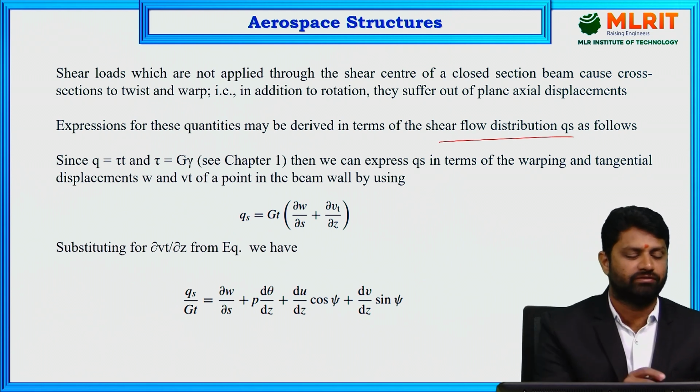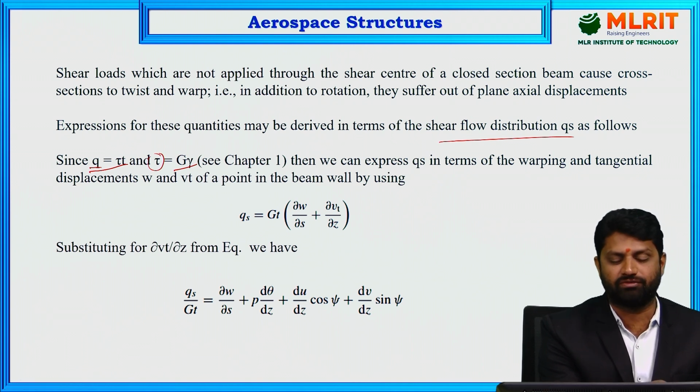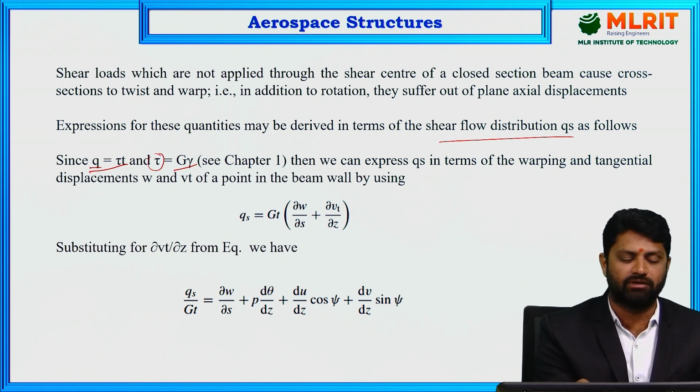Since we know that the shear flow Q equals tau into t, and the shear stress tau equals modulus of rigidity into shear strain, from the basic formula of modulus of rigidity, we can express Qs in terms of the warping and tangential displacements, that is W and Vt, of a point in the beam wall, by using the formula Qs equals Gt into (∂W/∂s plus ∂Vt/∂z).